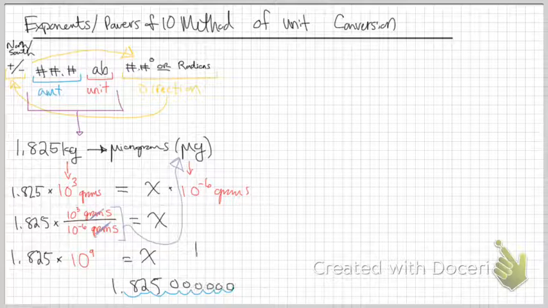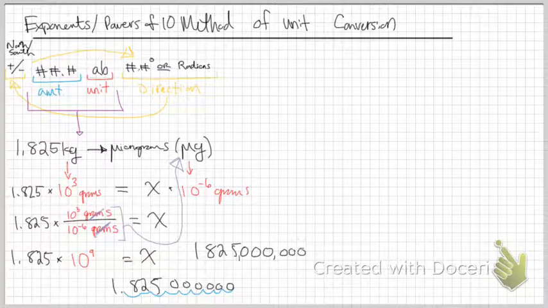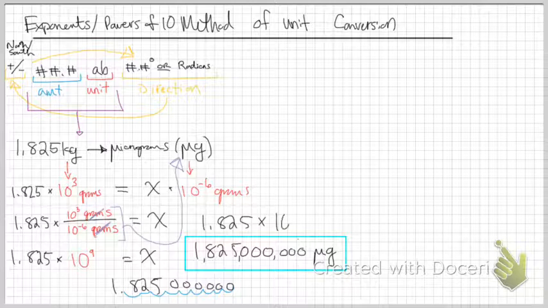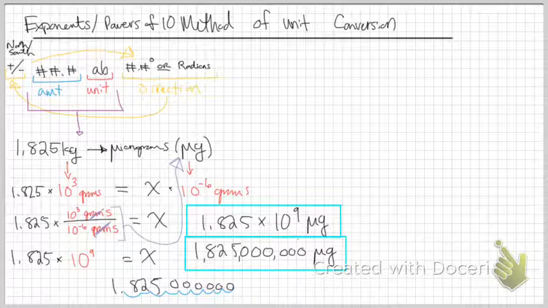I can move over my decimal point. That's often what we do. We say, okay, in the metric system, we're just moving our decimal point over, or we can keep it like I did and just use the convenience of scientific notation. So 1.825 times 10 to the 9 micrograms is how many micrograms are in 1.825 kilograms.